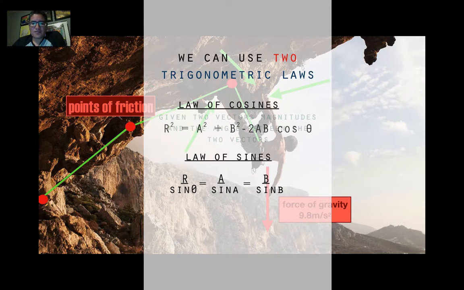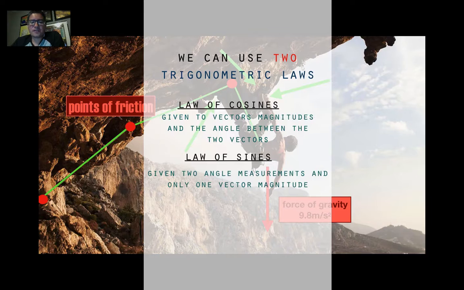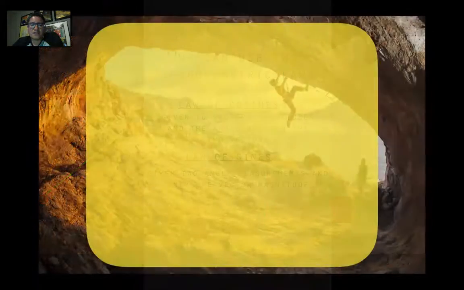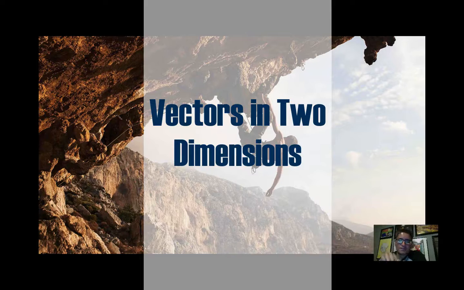The law of cosines you will use when you're given two vector magnitudes and the angle between the two vectors. Like I said before, we'll work out a problem that has this particular situation. And the law of sines is used when you're given two angle measurements and only one vector. So with cosines, you're given two vectors, and with sines, you're given two angle measurements. Depending on the scenario that you're working with, that will determine which of these trigonometric laws you're going to use. So I'm going to pause the video at this point, vectors in two dimensions.